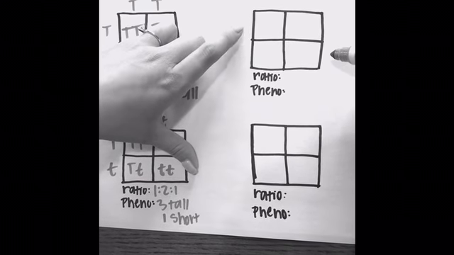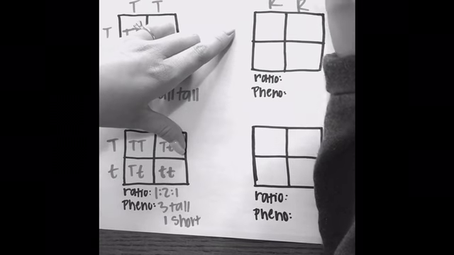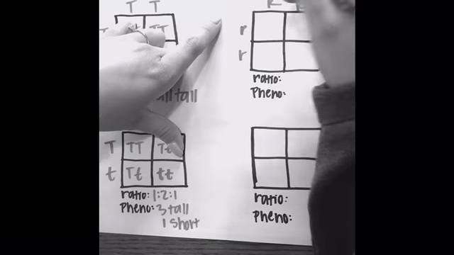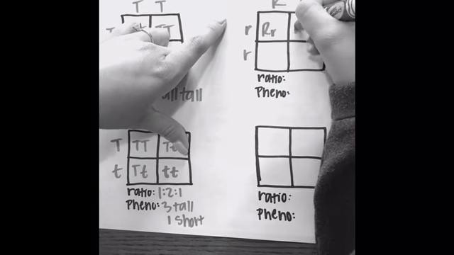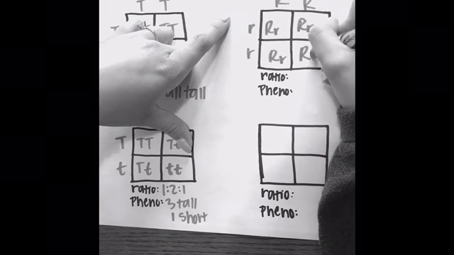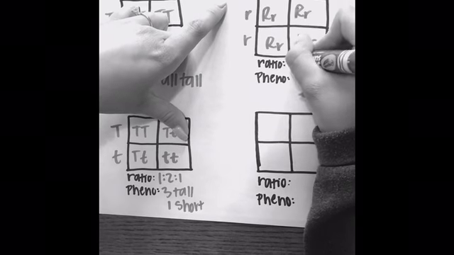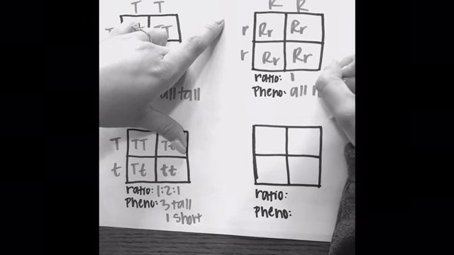Okay, so now we are going to be doing seeds. For the first one, 1 parent is going to be homozygous for round seeds and 1 homozygous for wrinkled seeds. The offspring here will all be heterozygous for round seeds. The ratio here is 1 since they're all the same, and the phenotype is all round seeds.